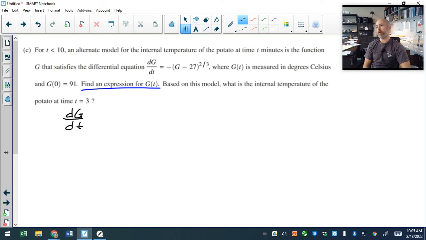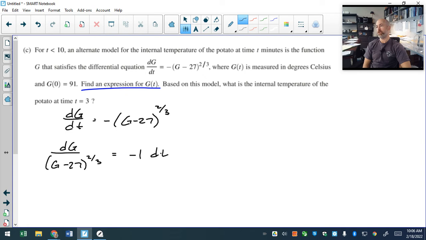And do remember, on these problems, you need to be very meticulous and detailed in your work because there are typically a lot of points that they look for in each step. The first point is separation. Can you separate that? You definitely need to multiply by dt, and then I need to move the g minus 27 to the 2/3 over. We'll do that by division. I would leave the negative on the right side. If you want to divide by negative as well, you can. However, it's not needed. I'm going to leave the negative 1 over here, and then we'll do the antiderivative.